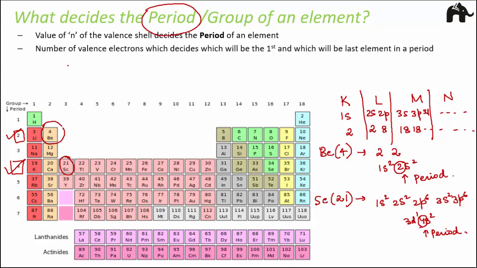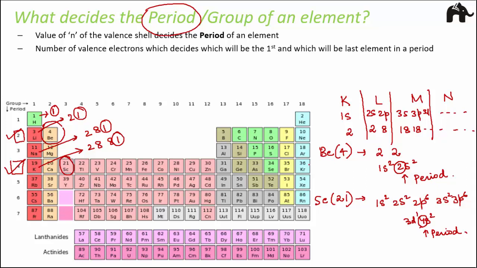Another important thing is that the number of valence electrons decides which will be the first and which will be the last element in a period. For example, the first element of any period will have one valence electron. You can try this out. Hydrogen's electronic configuration is 1. Lithium is 2-1. Sodium is 2-8-1. Potassium is 2-8-8-1. So the first element of any period has 1 valence electron.